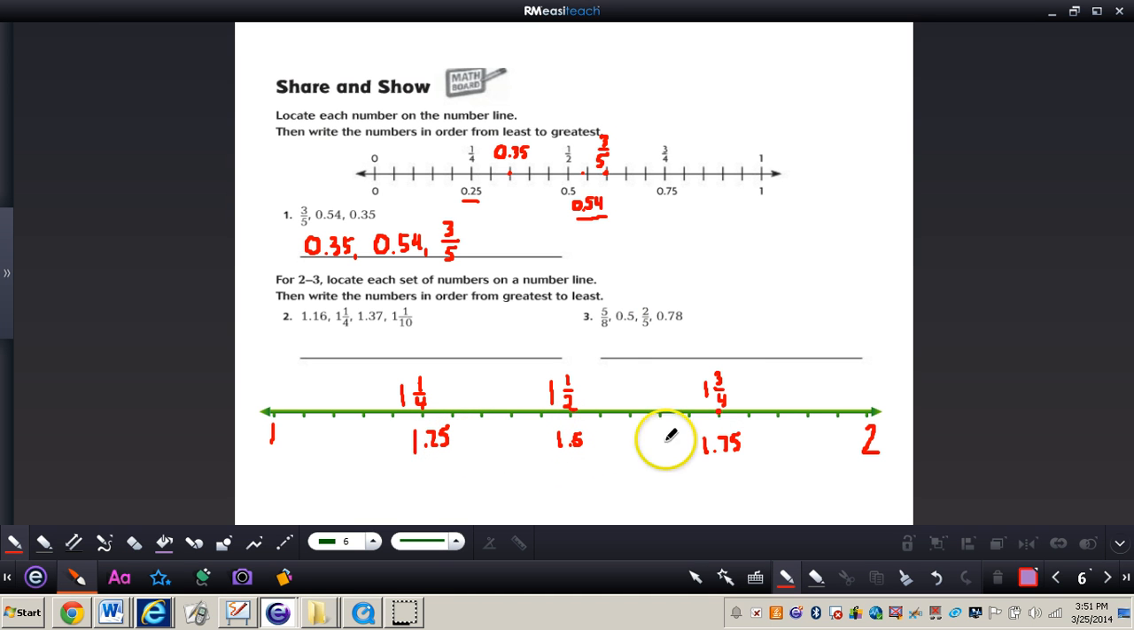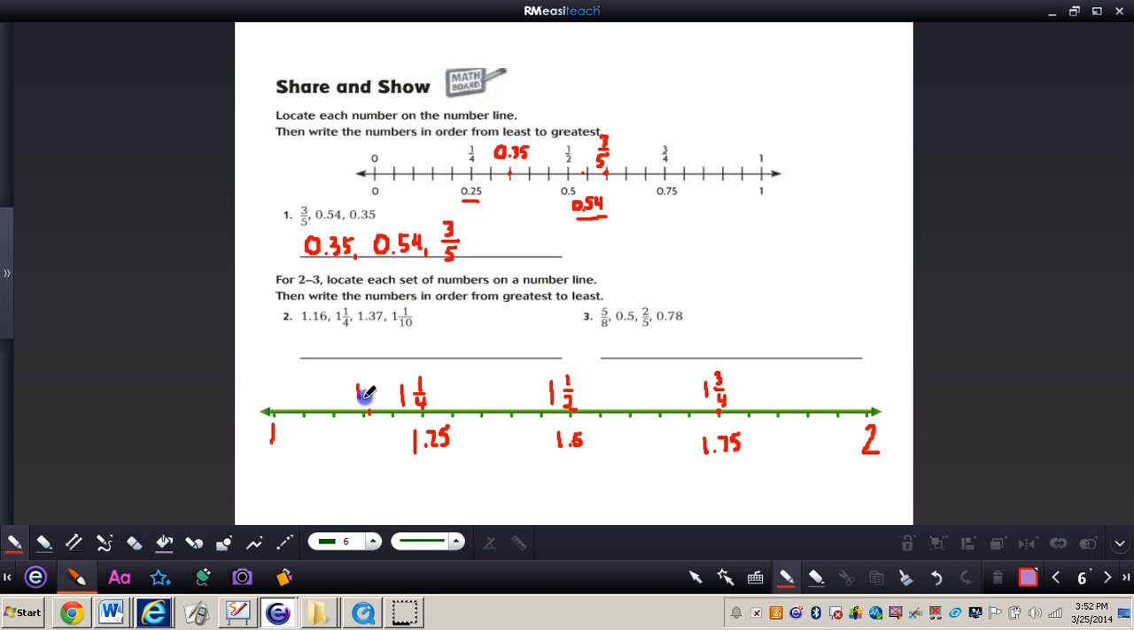Now from here, what we can do is locate these decimals or fractions on the number line. So we have 1 and 1/16. We know this represents 1 and 25 hundredths, so this would be 1 and 20 hundredths, 1 and 15 hundredths. So just a little bit past that line will be 1 and 16 hundredths.